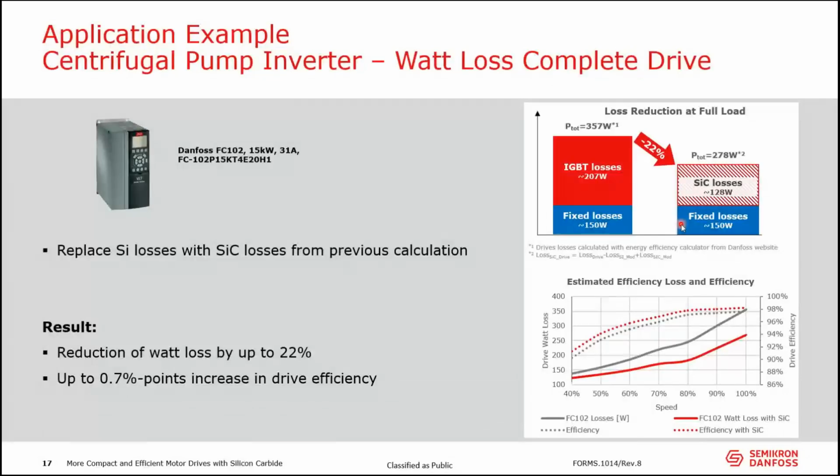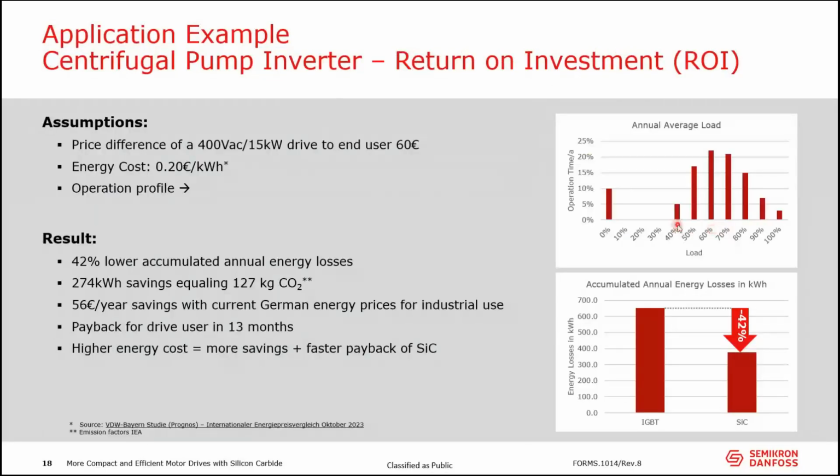I then went one step further and thought, what would it mean, that lower energy consumption in a pump that is running for 1 year? So my assumptions here, price difference when I go from silicon IGBT to silicon carbide MOSFET would be for the end user, not for the producer or for the designer, but for the end user, maybe 60 euros, somewhat in that range. The energy cost in Germany, it's 20 cents per kilowatt hour for industrial use. Unfortunately, not for home use. It's a high price. If you go to America, it's only 8. But if you go to Italy, it's 34 cents. So depends a bit on the region.